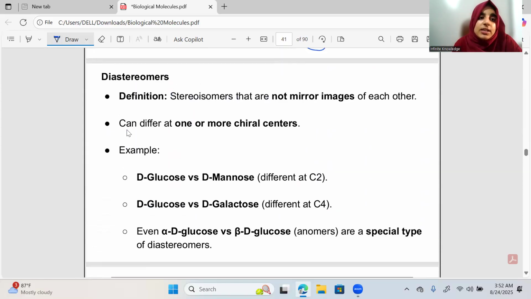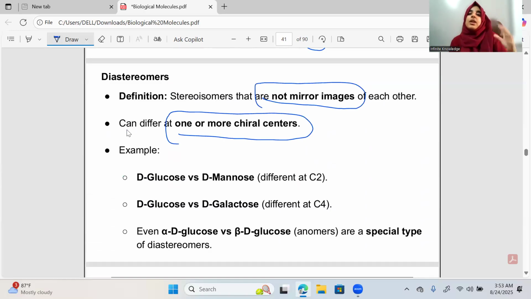Now we move on to the diastereomers. They are not mirror images of one another and they differ at one or more chiral centers. Okay, so they can differ at one or more points and these are not mirror images. If enantiomers are there, these are mirror images, and their examples are D-glucose as well as L-glucose.